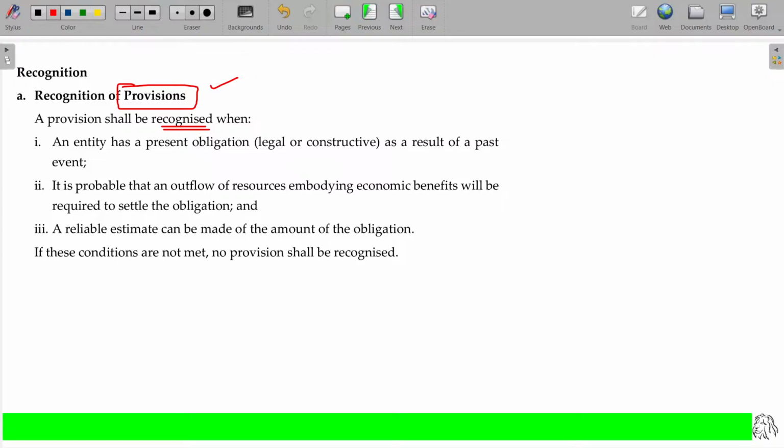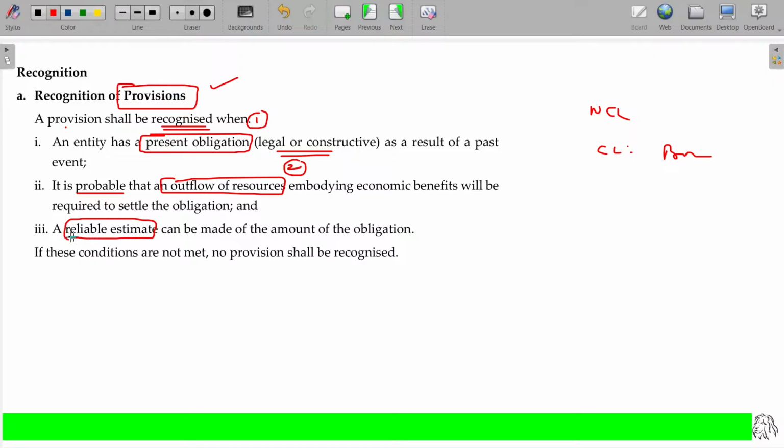In your balance sheet, there are non-current liabilities and current liabilities. Under current liabilities, provision should be shown. When? If the provision is a present obligation, legal or constructive, as a result of a past event. Number one, it should be a present obligation, and there should be a probable outflow of resources embodying economic benefit. Okay, and you can estimate reliably. The estimate is not perfect, but you can estimate. If these three conditions are satisfied, then it will be a provision to be recognized in your books. If these conditions are not satisfied, then it will not be recognized as a provision in your balance sheet.